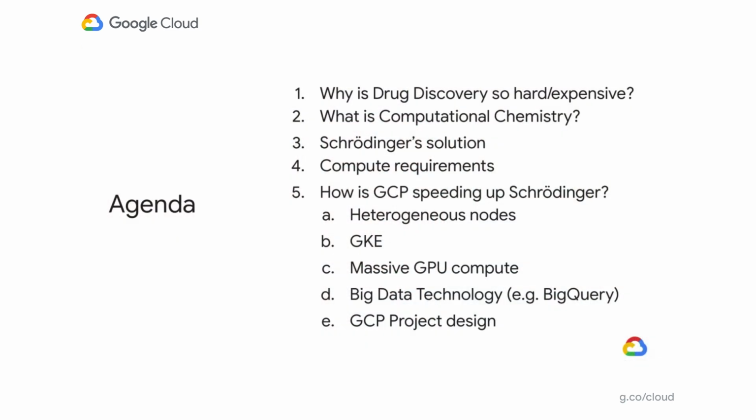And then I'll go to computational chemistry, which is a field that is really more than 50 years old at this point, but is seeing a renaissance with modern compute. I'll talk about Schrodinger's solution, which uses the cutting edge computational chemistry to solve pharmaceutical problems. And then from there, after that background, I'll go into the compute requirements, the real meat and potatoes, and we'll figure out what GCP is doing that's driving our science and driving drug discovery faster. In that part, talking about how GCP is speeding up Schrodinger, I'll go through several things. I'm not going to read them off here, but there are many ways that GCP is really being helpful to us as a company and as the field as a whole.